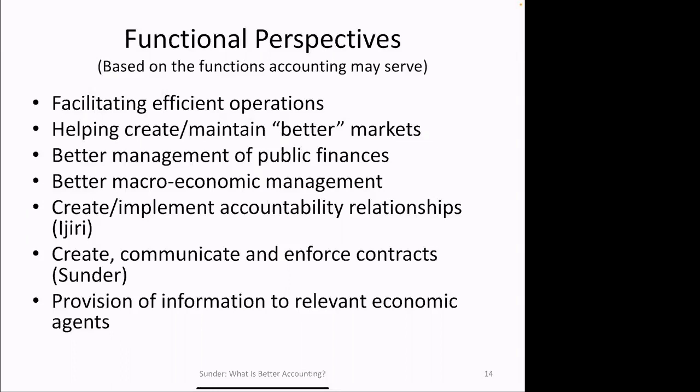The fifth possibility is functional perspectives: facilitating efficient organizational operations, creating better markets. Which markets? Well, there are lots of different markets. Better management of public finances, better macroeconomic management, better accountability relationships, creation, communication, and enforcement of contracts, provision of information for relevant economic decision agents. And that has been interpreted by FASB recently as information for shareholders. Ignore everybody else. But in any case, these are some of the possible interpretations of that approach.